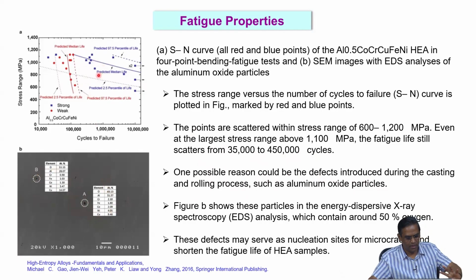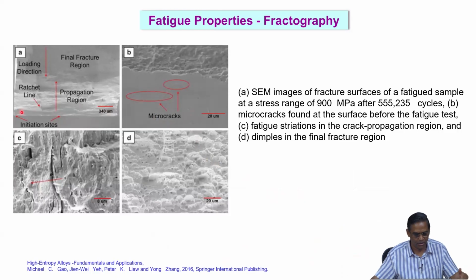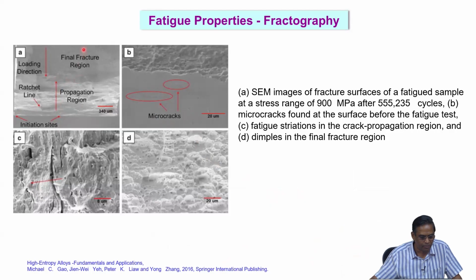So, any random kind of data, huge scatter in this fatigue properties will clearly show that your microstructure is not homogeneous. It has something there, okay. Because the defects may serve as a nucleation site for micro cracks and shorten the fatigue life of high-entropy alloys. And you can see that in the typical fracture surface, which is very different from compression or tension. You see the micro cracks, and then you have a crack propagation region and final fracture region.